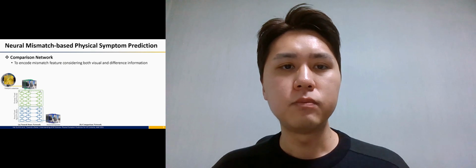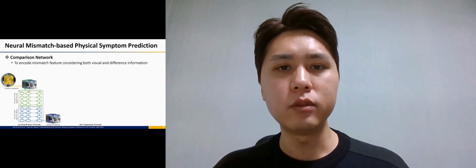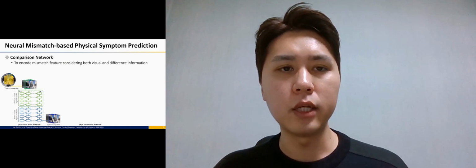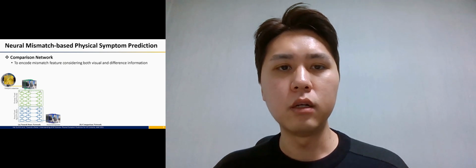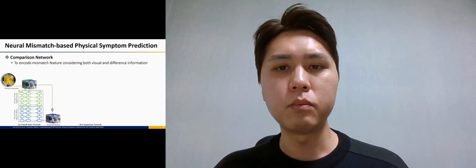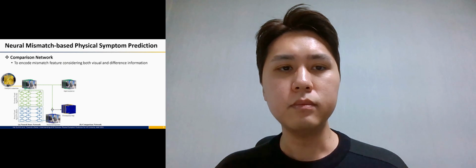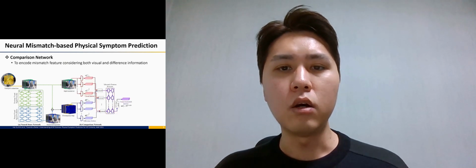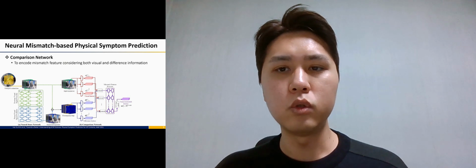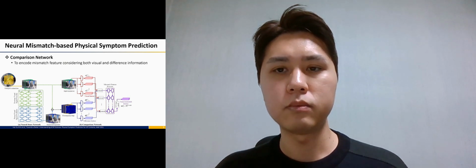Next, our comparison network is designed to encode the mismatch information. After obtaining the expected videos by the trained neural store network, the difference information between the original frame and the predicted frame is encoded, as well as visual information of the input video sequence. The visual feature and the difference features are concatenated and encoded to produce the mismatch feature.